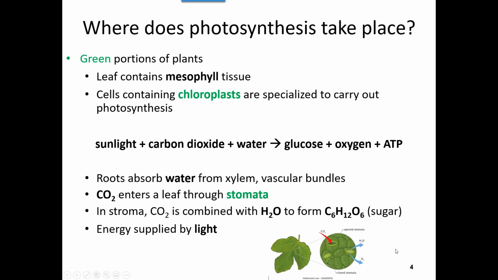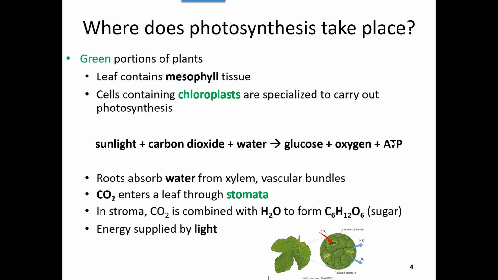So where does the photosynthesis equation take place? It does take place in plants, but where? It takes place in the green portions of the plants. Leaves contain a tissue called mesophyll, and it has concentrated cells that contain chloroplasts. And it's in these chloroplasts where a lot of these chemical reactions for photosynthesis take place. So again, it's going to take sunlight plus 6 carbon dioxide plus 6 water to give us 1 glucose, 6 oxygen, as well as some ATP.